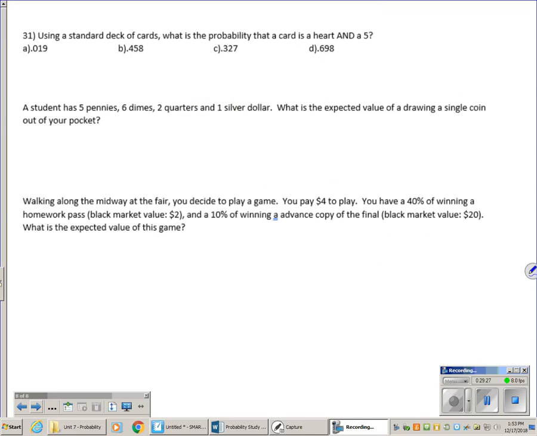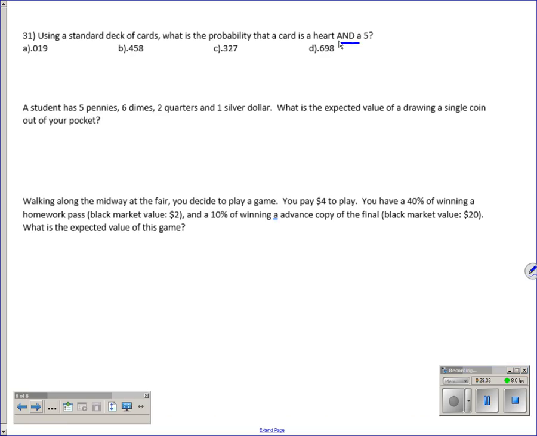All right, last slide. It says, using a standard deck of cards, what is the probability that a card is a heart and a 5? That is a single probability. That is just a basic probability. It was talking about intersection. It wants to know all of the cards that are both heart and a 5. There is literally only 1 out of 52 cards in the deck that is both a heart and a 5. Okay, and that's just the decimal 0.019. That's all that means.